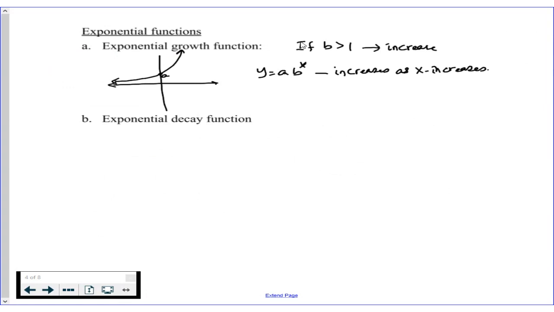Now the second function is called a decay function, a decreasing function. This one is if b is between 0 and 1, so 0 less than b less than 1. If b is a number between 0 and 1, you have a decreasing function or a decay function. So this function decreases.